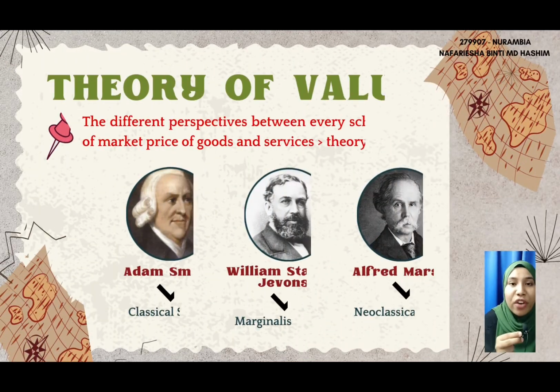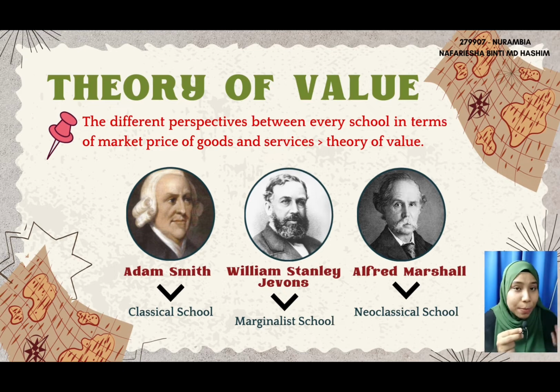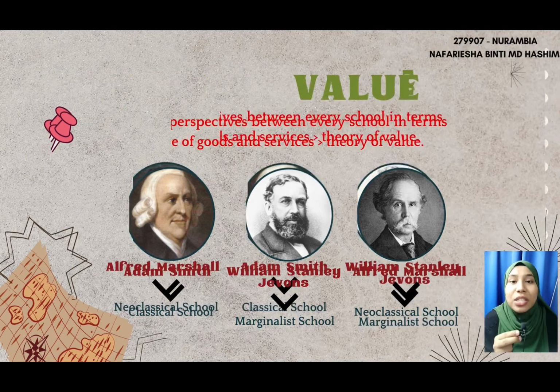Alright, next is theory of value. So we are going to explain the different perspectives on theory of value between every school in terms of market price of goods and services. Under this part, we are going to discuss three persons that represent every school. The first one is Adam Smith from the classical school. The second one is William Stanley Jevons from the marginalist school. And the last one is Alfred Marshall from the neoclassical school.